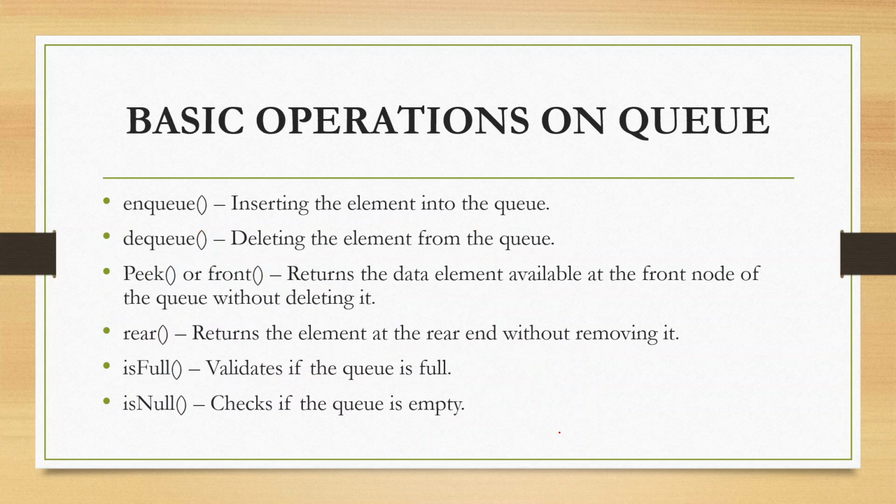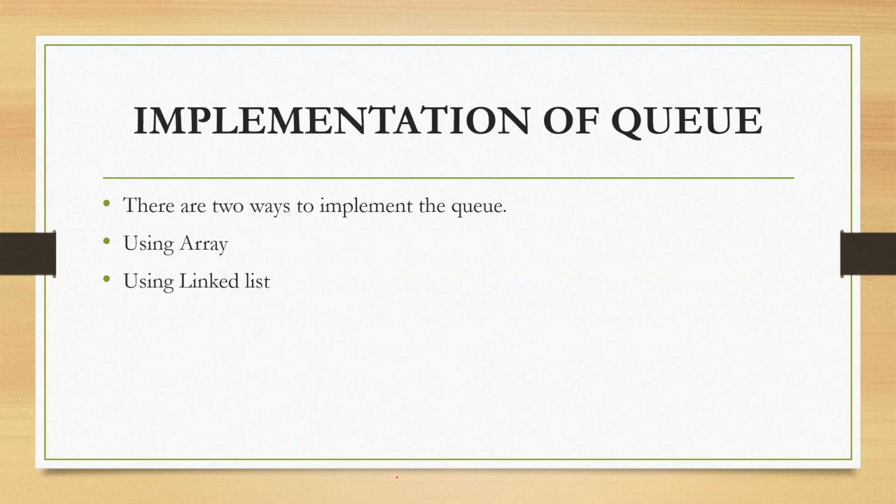What operations can you perform in this queue data structure? Enqueue is the function where we insert an element into the queue. Dequeue is another function where we delete an element from the queue. Front returns the front node of the queue without deleting it. Rear returns the last element without removing it. isFull and isNull tell me whether the queue is full or not. If a queue is empty, it is null. These are the basic operations I can perform using a queue.